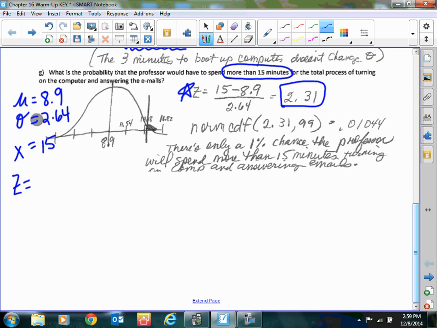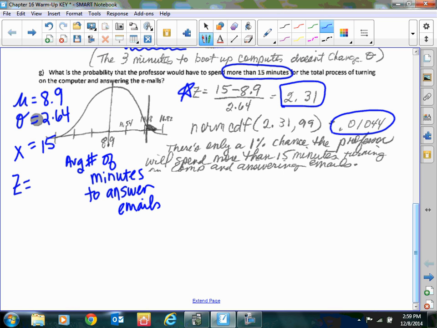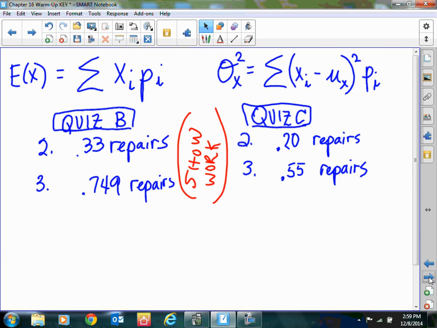Now, this is a curve of the average number of minutes to answer emails. You want to label your curve. So when you use normalcdf, you get this. There's only about a 1.04% chance, just a little over 1%, that the professor will spend more than 15 minutes answering his emails, and that includes turning on the computer. Alright, next.